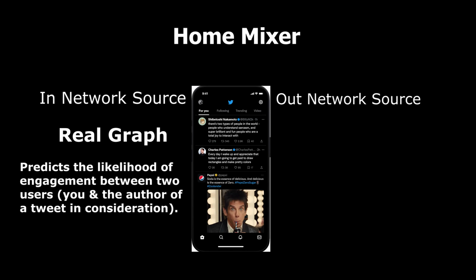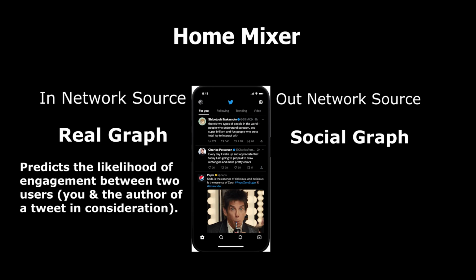So the second candidate source, which is actually the interesting one, is the out-network source. So the idea here is Twitter wants to be able to use this out-network source to pull out a handful of tweets from users you do not follow. Now this gets a little bit trickier, because how can you tell if a certain tweet will be relevant to you if you do not follow that person? Twitter approaches this problem using two different concepts. The first is social graph.